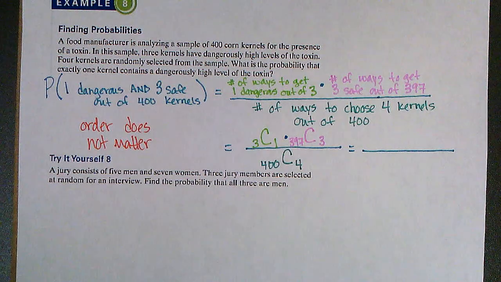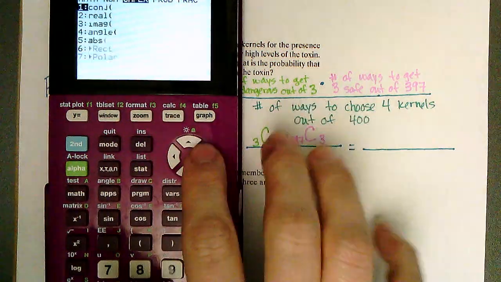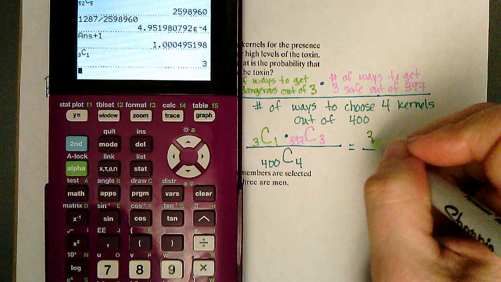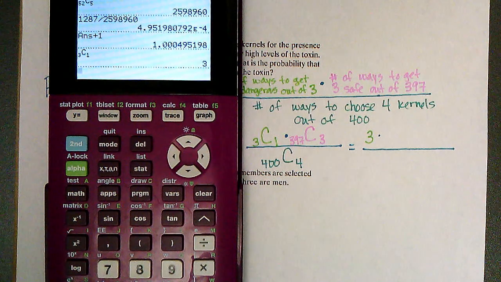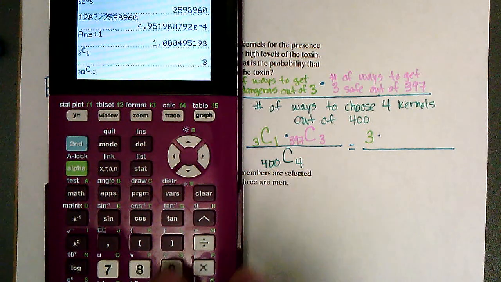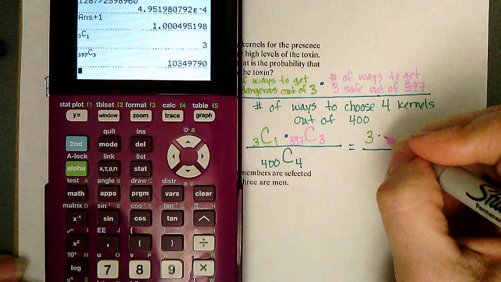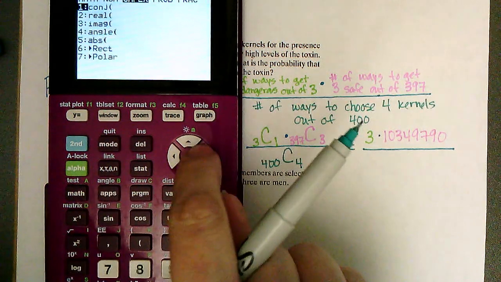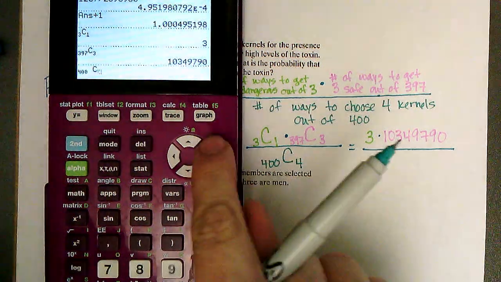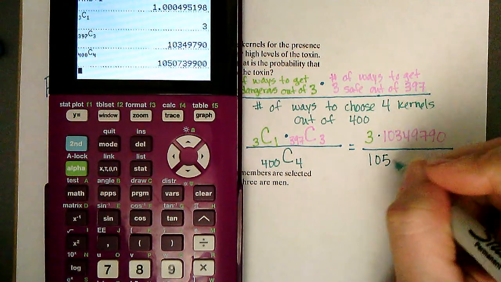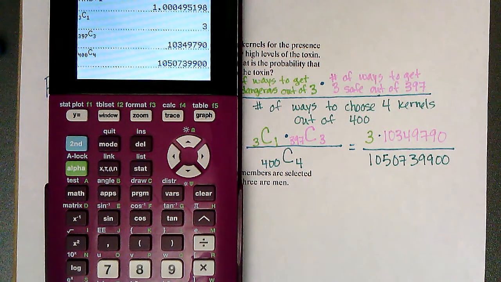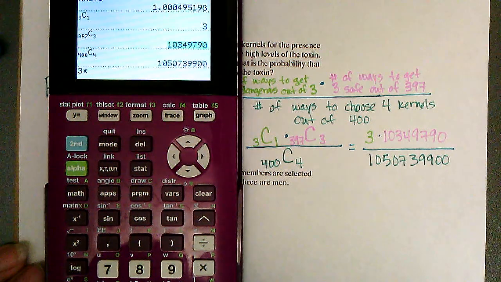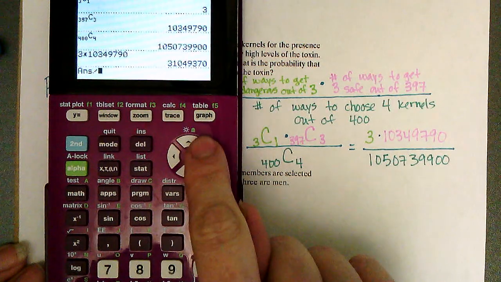Okay, here comes the math. So we're going to do combinations, 3 kernels, choosing 1. That is 3. Times 397 kernels, choosing 3. That's that number. And then in the denominator, I have a combination of 400 objects that I am choosing 4 at a time. Oh, man. That's that number. So I am going to take 3 times that number, and I am going to divide that result by that number.